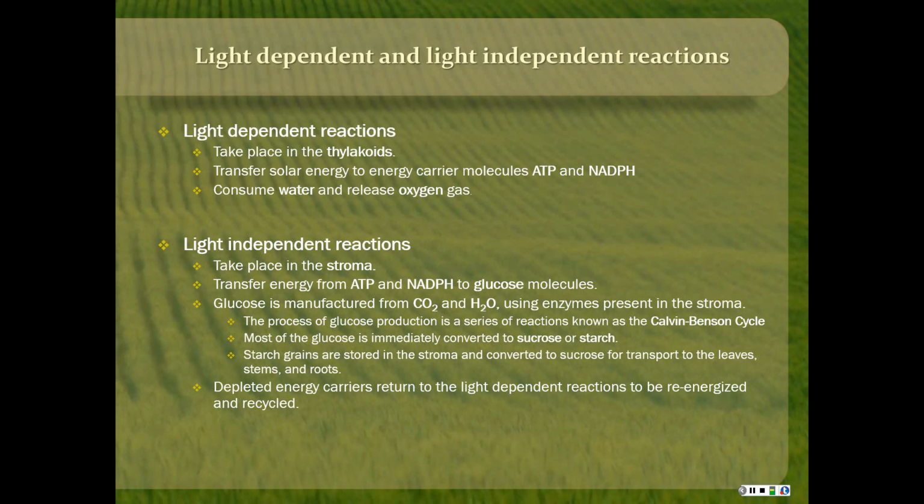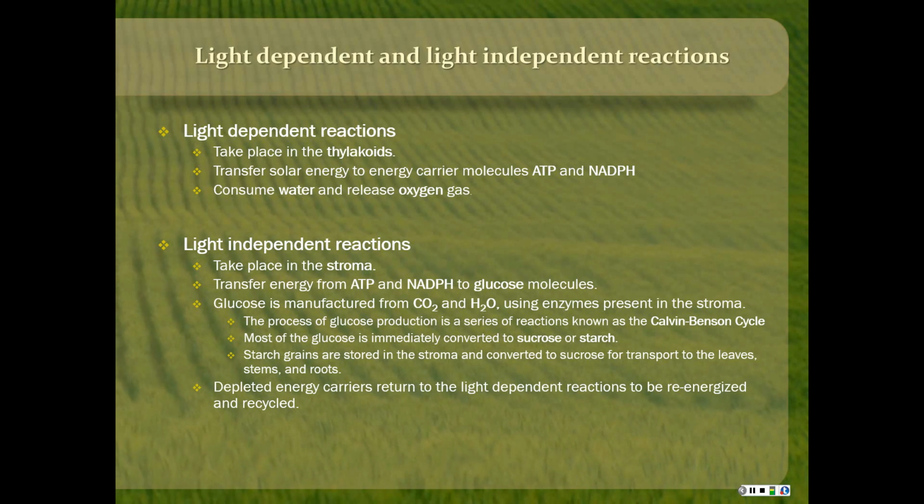And then the light-independent reactions happen in the stroma, the fluid part of the chloroplast. And energy is transferred from energy carrier molecules ATP and NADPH to glucose, which is sugar. And the glucose is manufactured from CO2 and H2O with enzymes that are present in the stroma. The process of glucose production is a series of reactions known as the Calvin-Benson cycle. We're not going to go over the whole cycle here because it's kind of complicated.